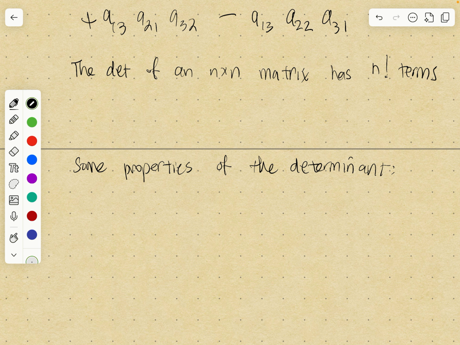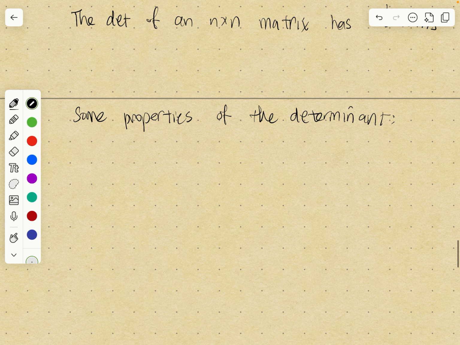Okay, one of them is, if you take a matrix A and then you swap two rows, you get a new matrix. And then the determinant of that new matrix is -1 times the determinant of the original matrix. That's what I'm about to write down.